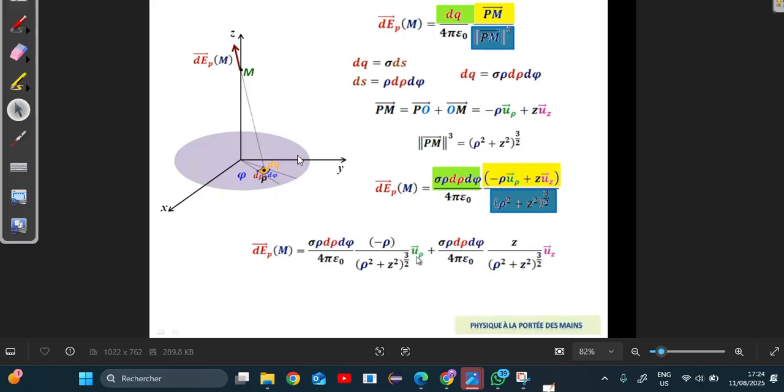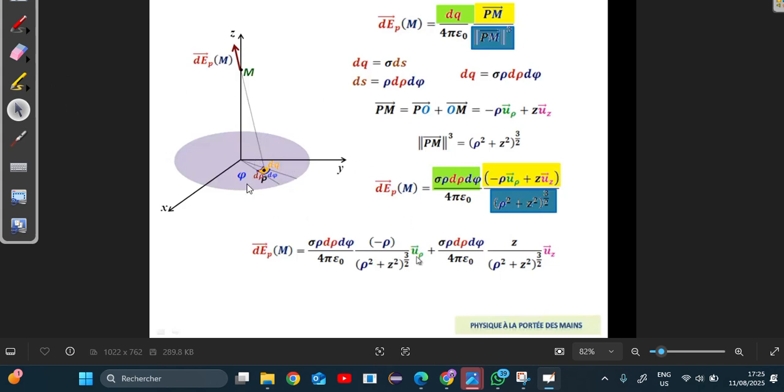Actually, let me go to this beautiful diagram. This is a smaller portion that we've chopped off. To begin with, we're going to calculate for a smaller portion. Then for us to find the total E, we're just going to integrate. And when integrating on a surface, we're going to use the two integrals.